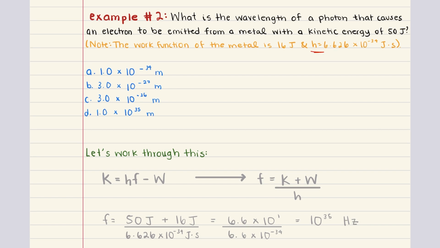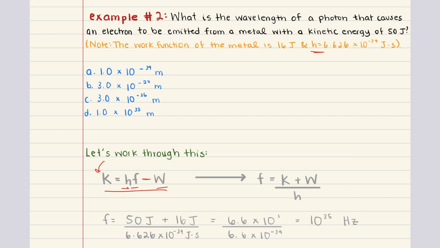To determine the wavelength of the light ray, we first have to calculate its frequency from the photoelectric effect equation. This equation says that the kinetic energy of the ejected electron is equal to Planck's constant multiplied by frequency minus the work function of the metal.